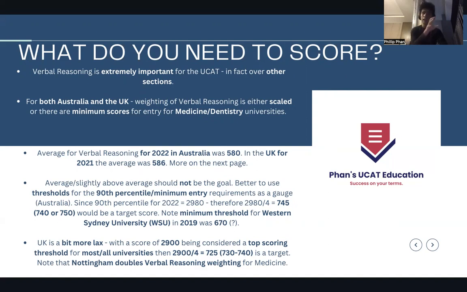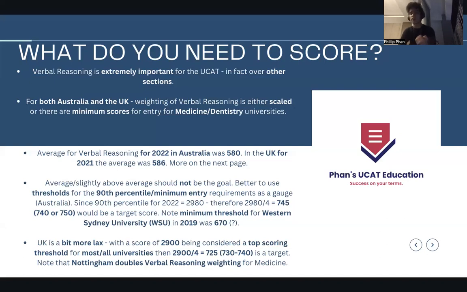For both Australia and the UK, the verbal reasoning weighting is either scaled or there are actual minimum score thresholds for entry for medicine and dentistry universities. More specifically, in the UK they do use scores and increase scaling, and for verbal reasoning they also have minimum scores. That's very important, and we'll talk about it in a moment. The average for verbal reasoning in 2022 in Australia, based on the statistics we have, was 580.